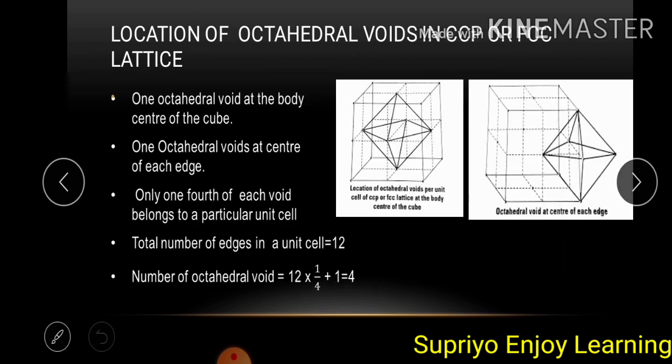And it has been found that for a crystal lattice, if n constituent particles are there, then n octahedral voids are formed. Here in case of face centered unit cell, 4 constituent particles were there, so 4 octahedral voids are formed.